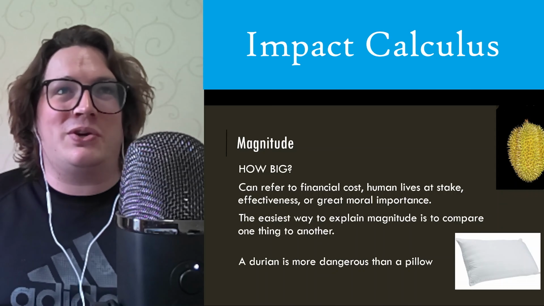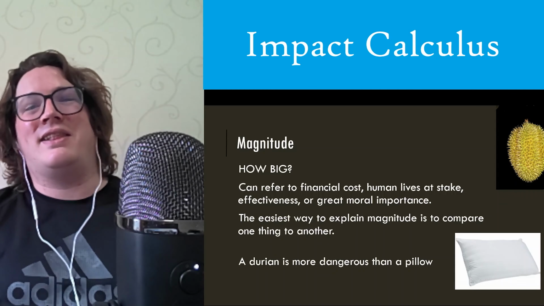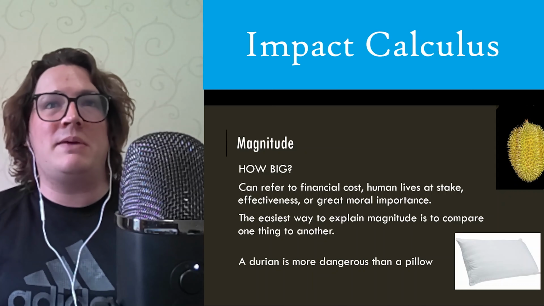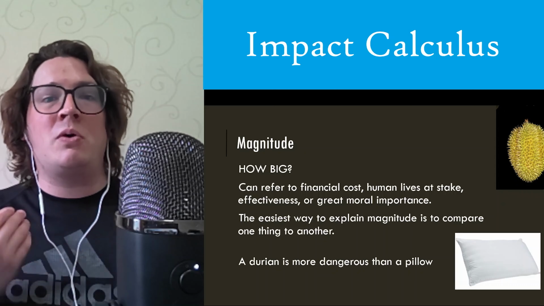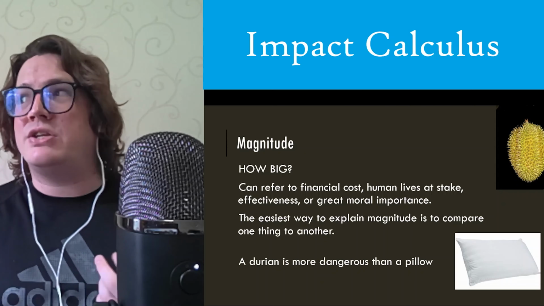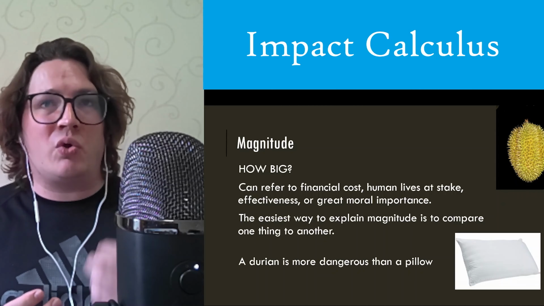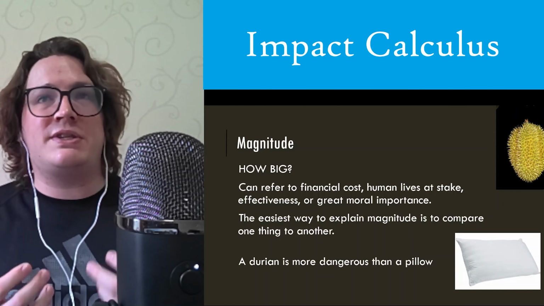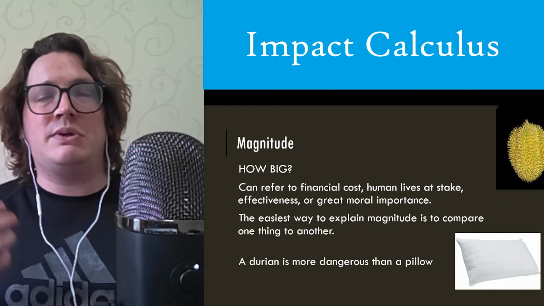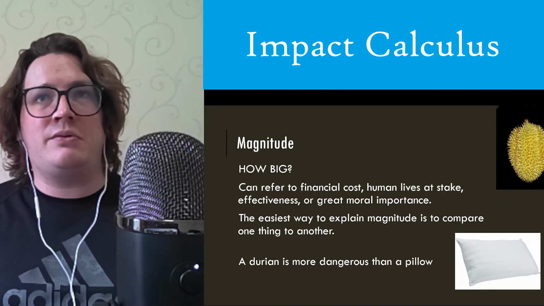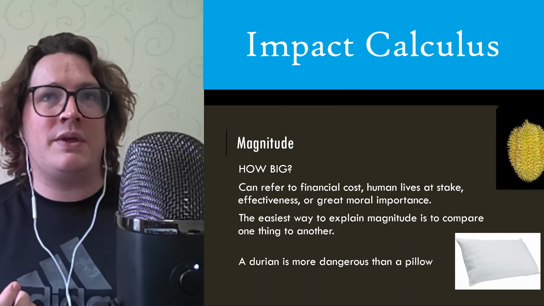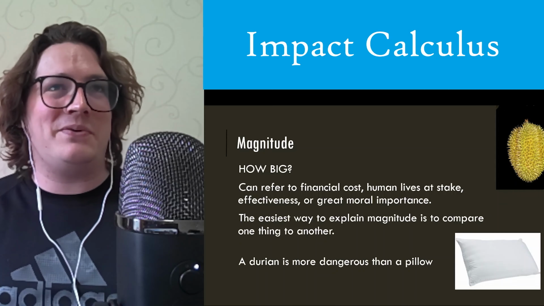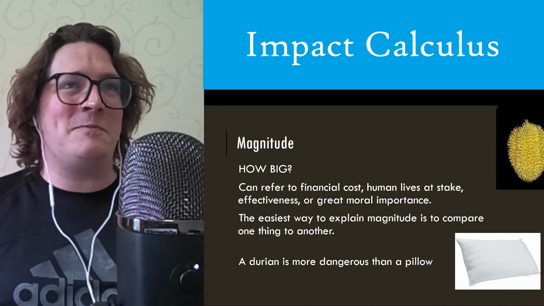Which, okay, sure. But a lot of other times you could be talking about effectiveness, or if you're running more of a moralistic, deontological case, you could be talking about moral correctness. So the easiest way to explain magnitude is to compare one thing to another, like one disaster scenario to another disaster scenario. Okay, so here is an example of a disaster scenario: getting hit by a pillow or getting hit by a durian.